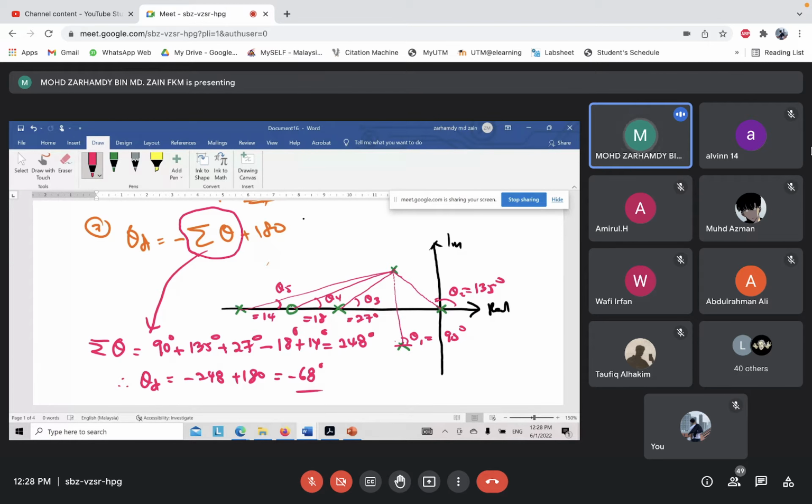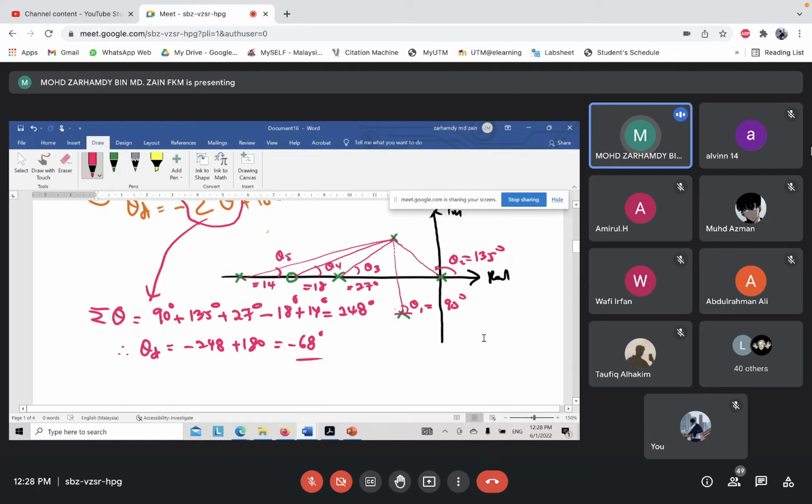Okay, negative 68. Apa kita nak buat? What we can do now? Okay, kalau kita lihat kat sini, if we can focus on this point. Now this is our reference, so means that we need to consider all this. We will take this as a reference. So to follow is negative. The line departure is negative 68.